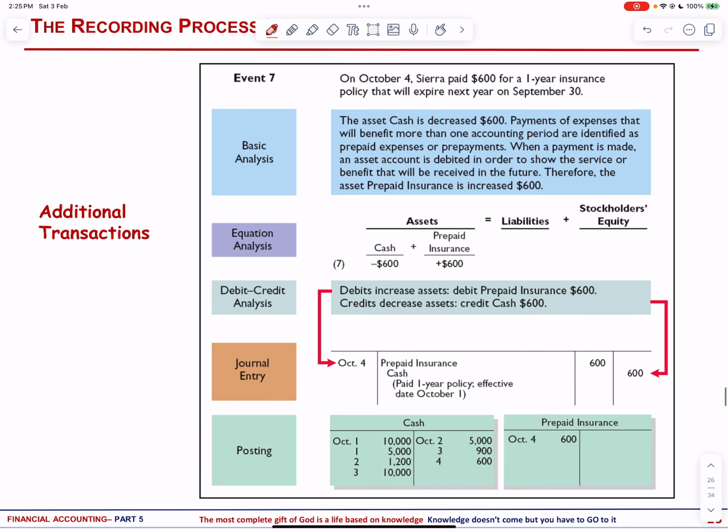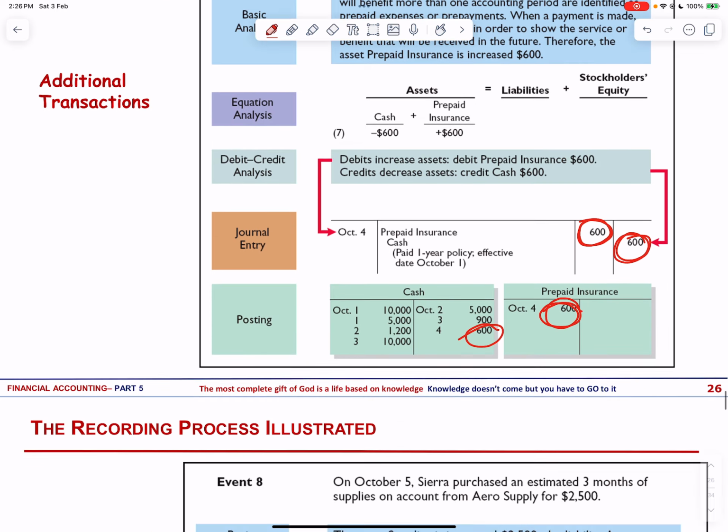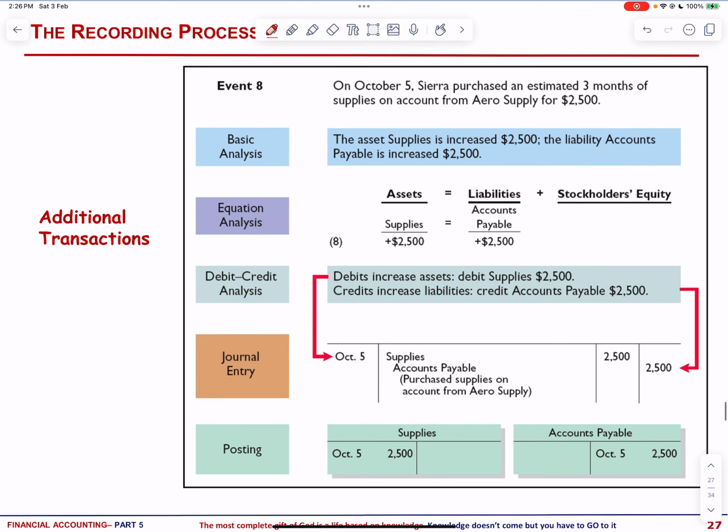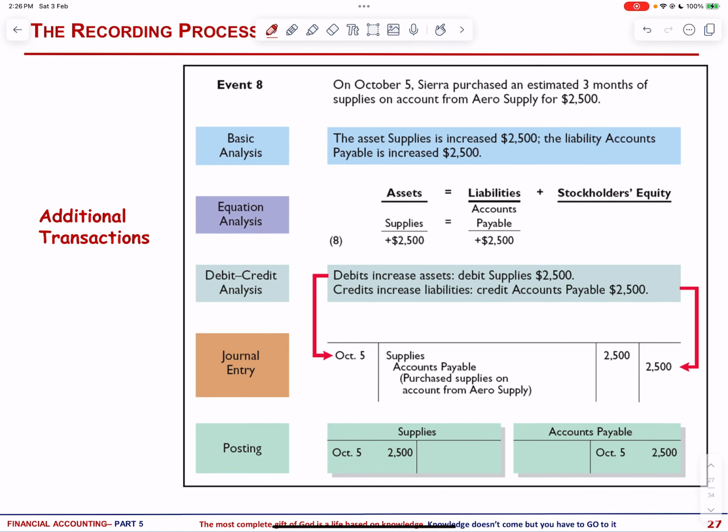Then we have prepaid insurance. Remember, prepaid insurance is an asset. So it is debit over here, and cash is credit, and cash will be credited or put on the right hand side of the account, because credit is on the right hand side and debit is on the left hand side. Now supplies is debit, so supplies is debit and accounts payable is credit.